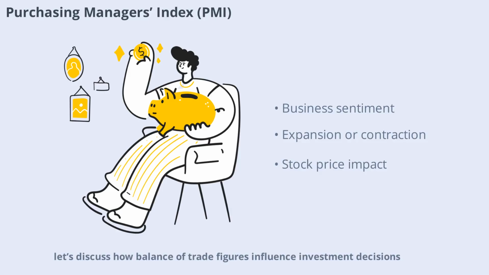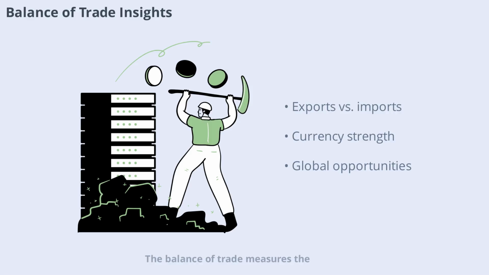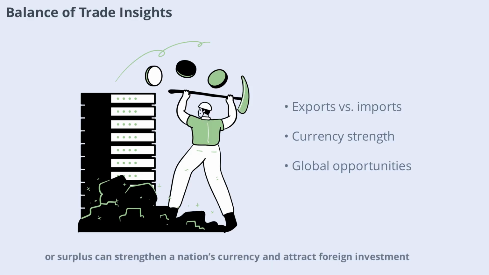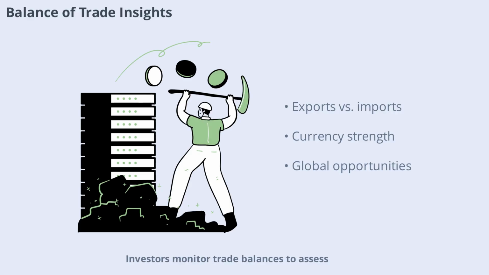Next, let's discuss how balance of trade figures influence investment decisions. Balance of trade measures the difference between a country's exports and imports. A positive balance or surplus can strengthen a nation's currency and attract foreign investment. A negative balance or deficit may weaken the currency and deter investment. Investors monitor trade balances to assess currency risks and identify global opportunities.